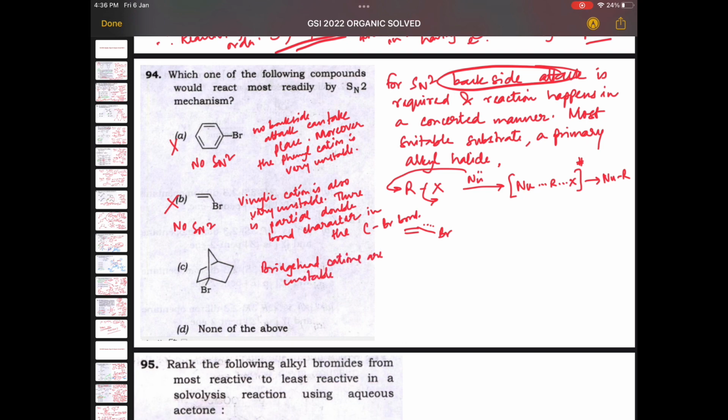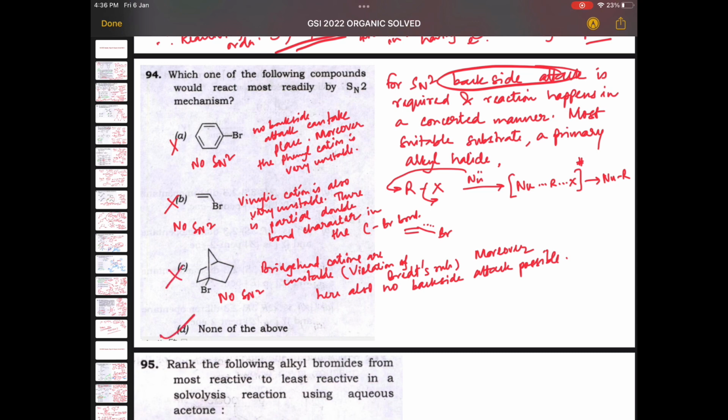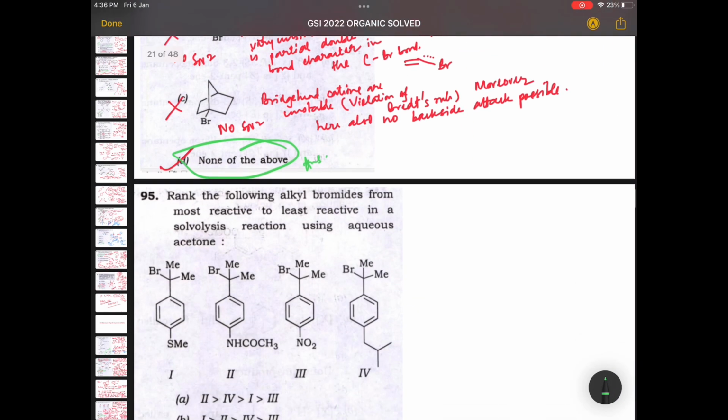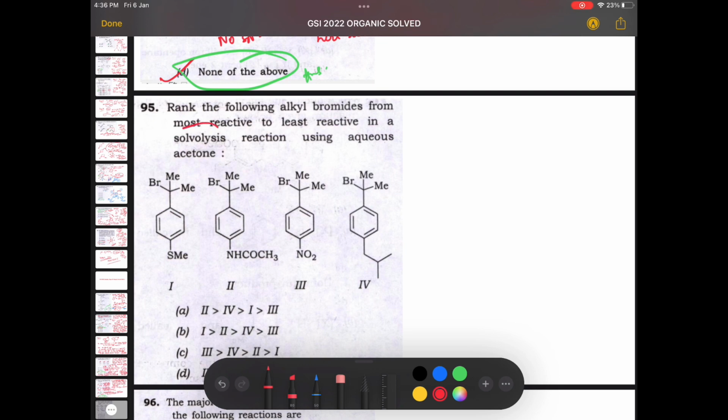And for the third option we can see that a bridgehead cation would form, so positive charge would concentrate on the bridgehead, which is a violation of Bredt's rule. And once again for SN2 a backside attack should be possible for the nucleophile. Here the backside is very sterically hindered, hence no SN2 is possible. So option D, the fourth option, none of the above, is the answer for this particular question. So let us go forward to the next question.